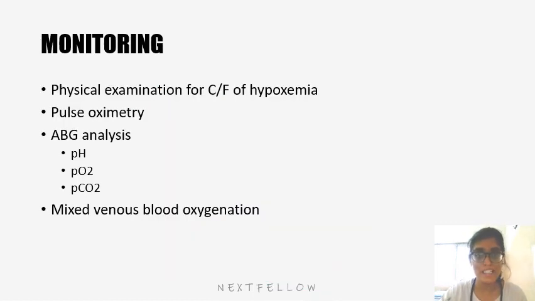So monitoring will be done by physical examination of clinical features of hypoxemia as described before, by pulse oximetry, ABG analysis for pH, PO2 and PCO2, and mixed venous blood oxygenation.